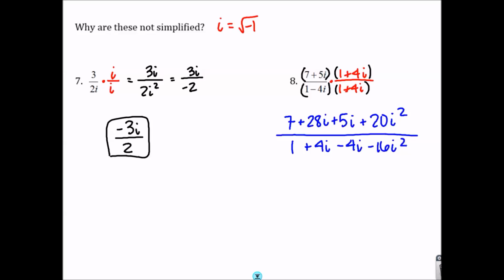Remember that i squared equals -1, so this equals -20, and this equals +16. And the 4i and -4i in the denominator cancel out. Then we can just combine our like terms. So we have 7 plus -20, which is -13, and then 28i plus 5i, which is 33i. And in the denominator, we have 1 plus 16, which is 17.